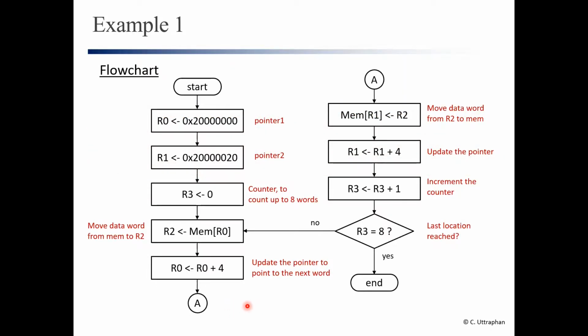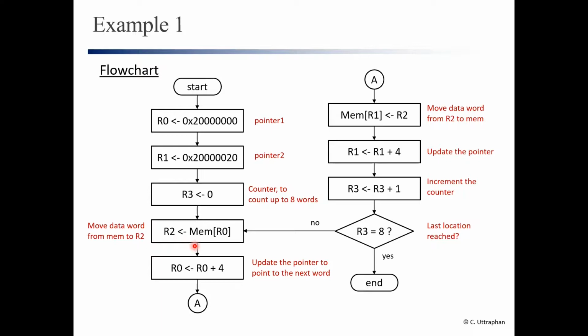Therefore, we can plan our program by using this flowchart. Let's see how it works. We will use the indirect addressing modes with index, where R0 and R1 are used as a base address for address hex 20000 and 20020, respectively. R3 will be used as a counter, to count whether we have moved up to 8 words or not.